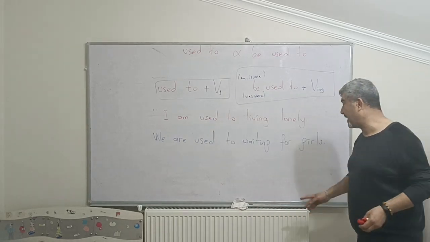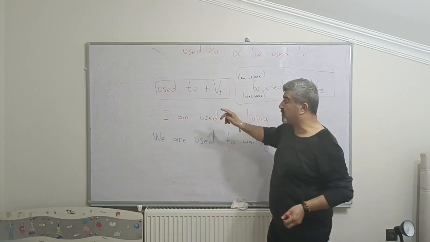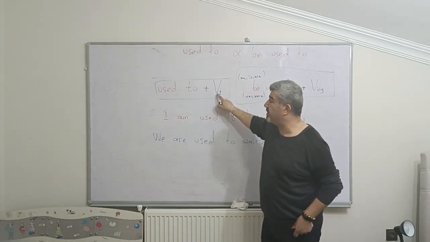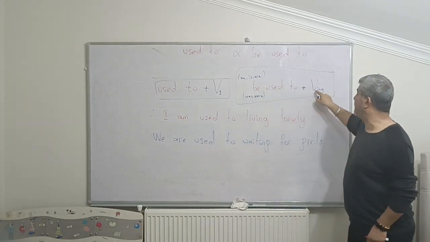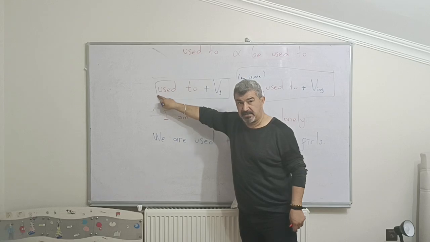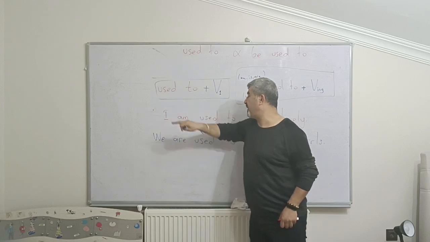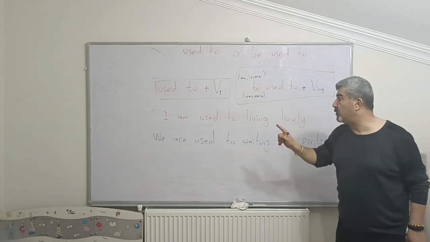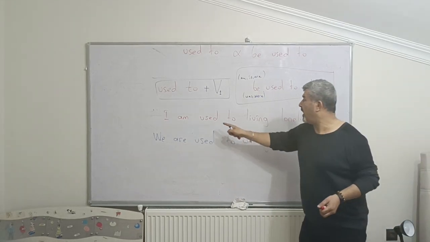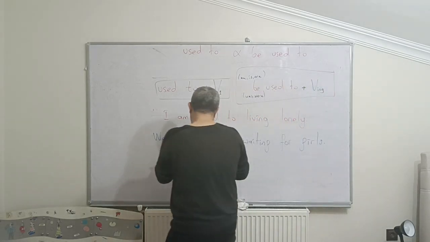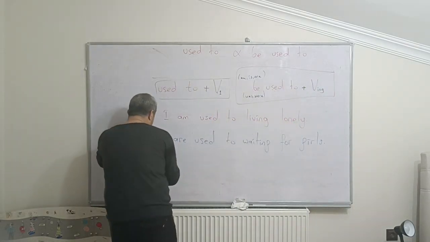Okay? So the structural difference is that "used to" is used with the main verb, but "be used to" is used with verb ing. We don't use "be" with the past activities, but with present and past activities we use "be used to". I said I am used to living. I can say that I was used to. Okay, I can use it in past tense also.